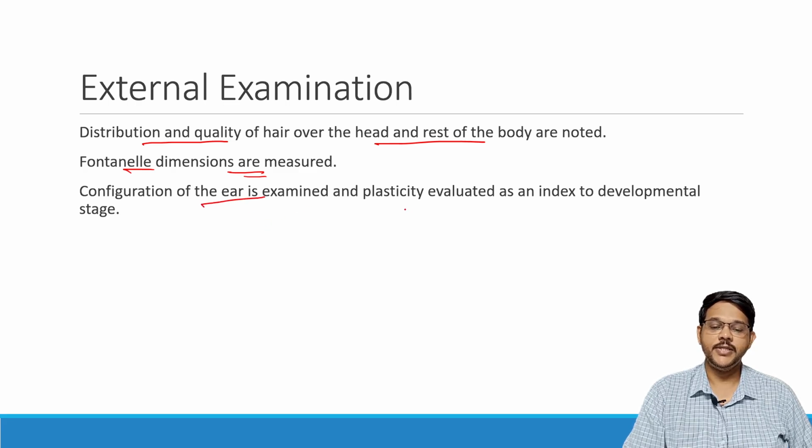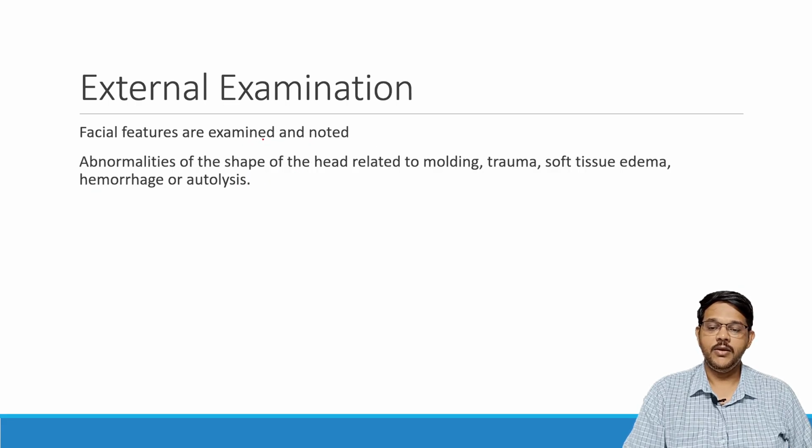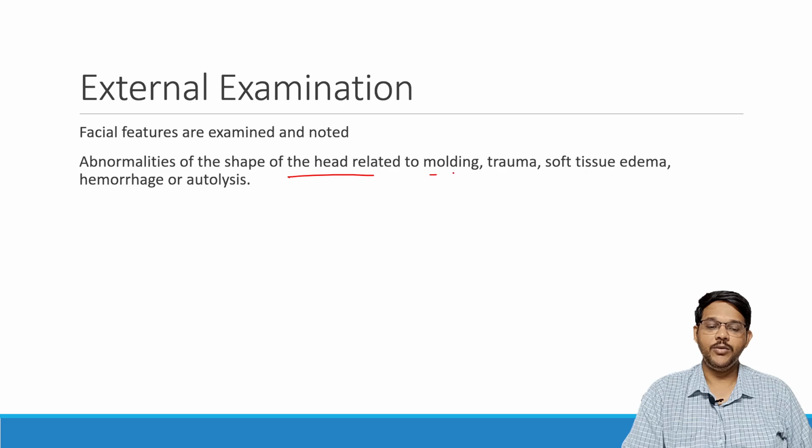Then the configuration of the ear is examined and plasticity is evaluated. That is, the movement of the cartilage is examined to know the developmental stage of the child. Then facial features are examined to know whether they are normal and all the features have grown normally without any obstruction to the nose or mouth. Then abnormalities of shape of the head related to molding, trauma, soft tissue edema, hemorrhage, and atelectasis should be noted. So if molding is present, if trauma to the head is present, and if edema is present, that has to be noted, which will be helpful to determine the cause of death.